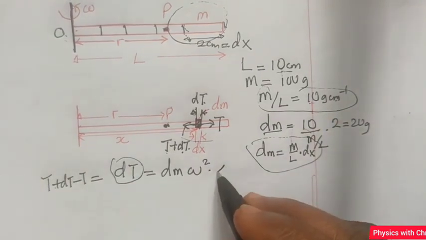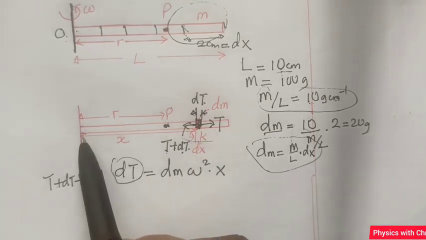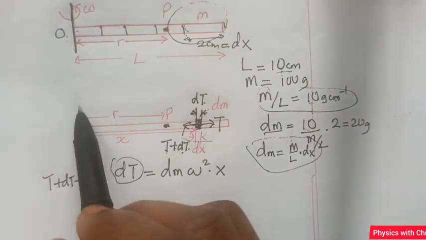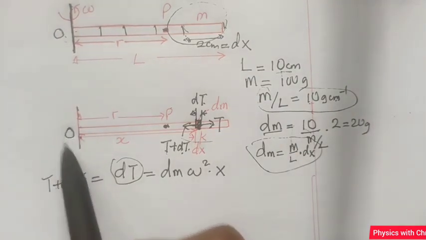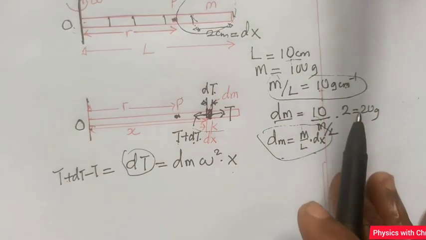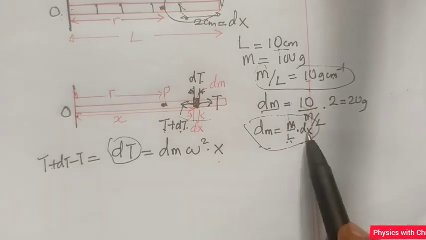I can use times x because I'm looking at the distance from here to this end. Because the tension is measured, our main point, the differential mass is taken from here to this axis of rotation, which is point O. So that distance is x. But I'll come here, what's my differential mass? My differential mass is m over L, that is total mass over total length multiplied by the differential distance.